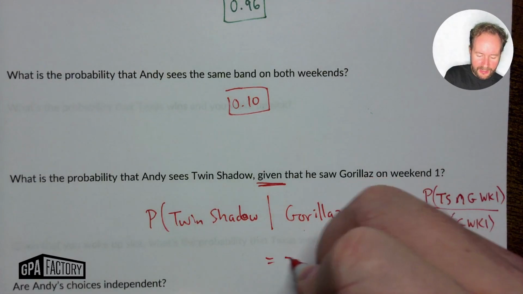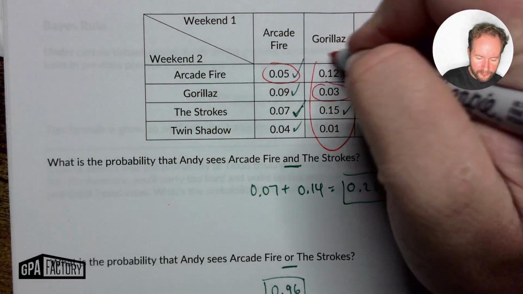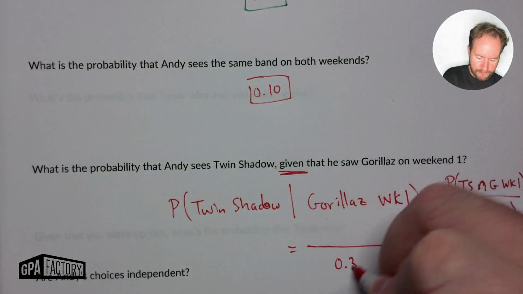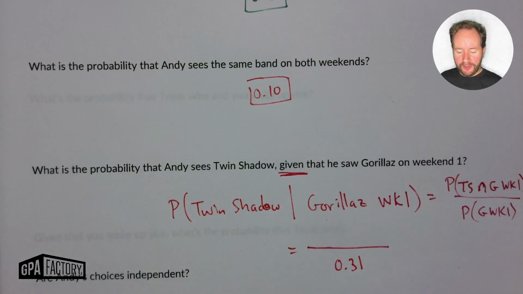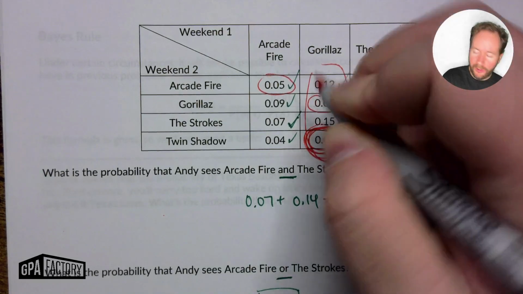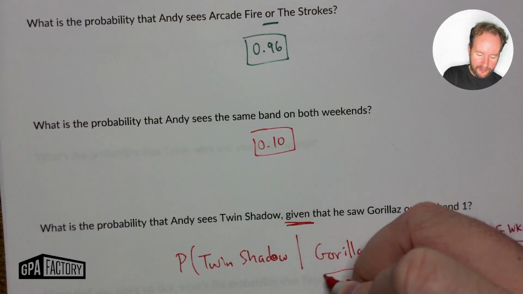All right, let's start with my denominator. Gorillaz weekend 1. That's these values. 0.12, 0.03, 0.15, and 0.01 is 31%. So that's my denominator, 31%. My numerator is probability of, I almost said Taylor Swift. Not Taylor Swift. TS is Twin Shadow. Twin Shadow and Gorillaz weekend 1. That's this value. This is the only value that is both Twin Shadow and Gorillaz on weekend 1. So that's my numerator, 0.01. And so my answer is this guy here.